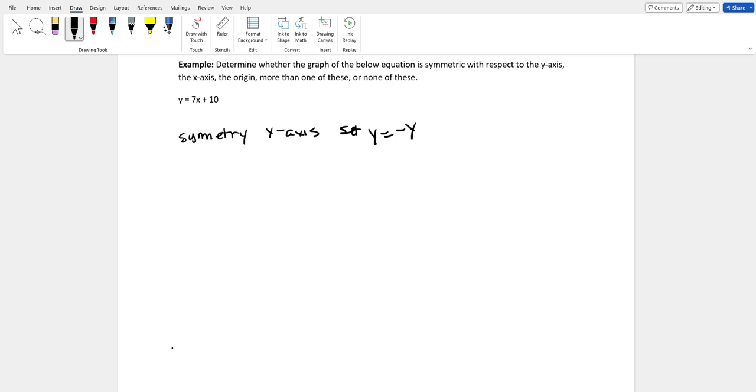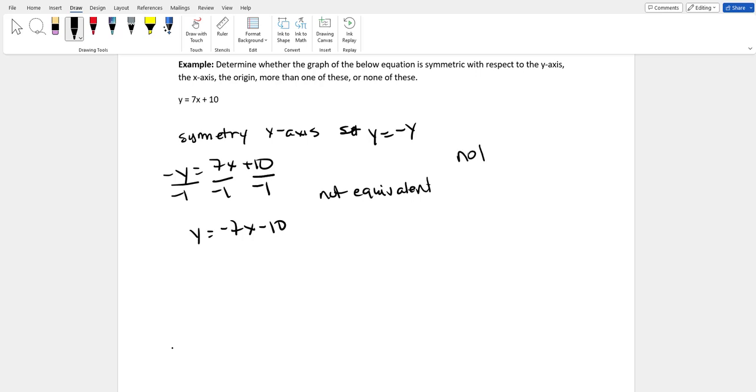Now let's check for symmetry about the y-axis. I'm going to set x equal to negative x. So I get y is equal to 7 times negative x plus 10, which is y is equal to negative 7x plus 10. As you can see, this is not equivalent to my original problem. So this is not symmetric about the y-axis.